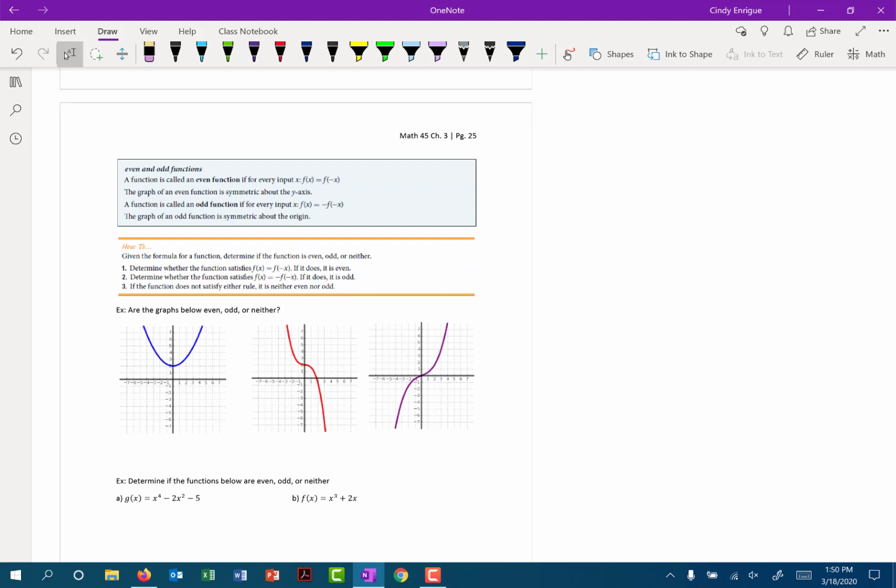Now we're going to have our even and odd functions. So if we have an even function, then that's going to be this definition. If we have something that's even, what it's describing is going to be describing the y-axis. And if I have something that's going to be odd, then we are thinking about the origin.